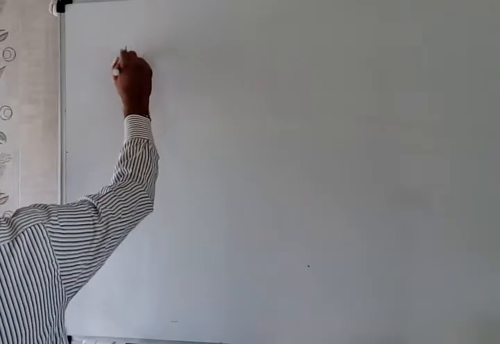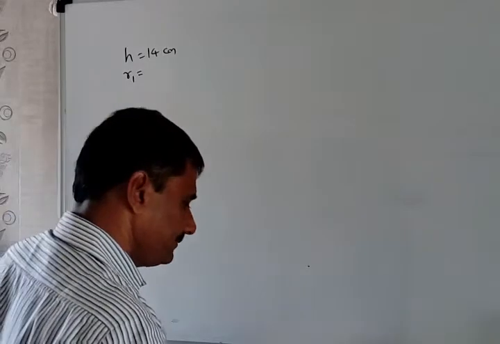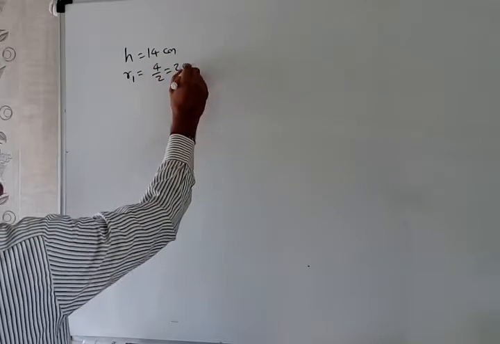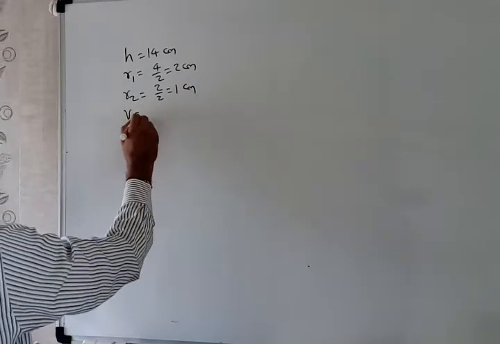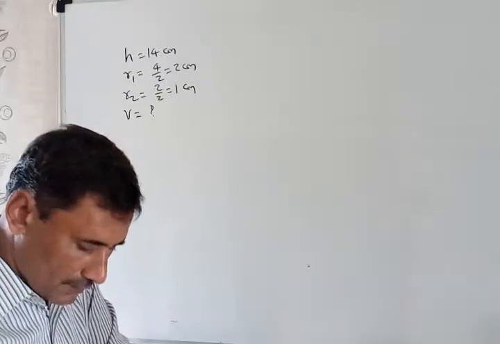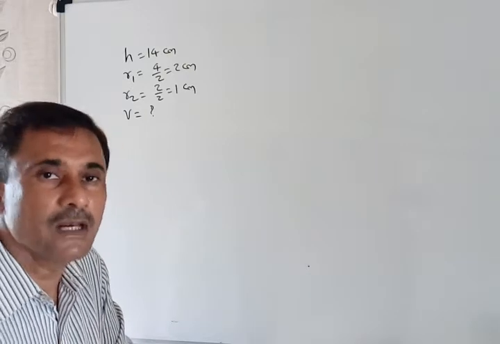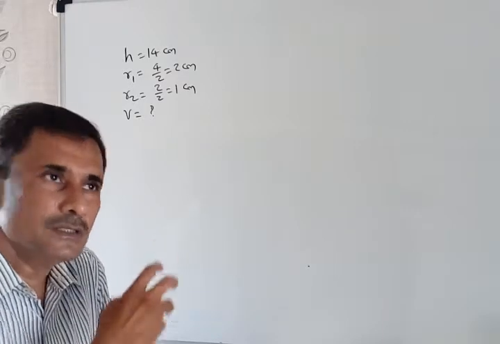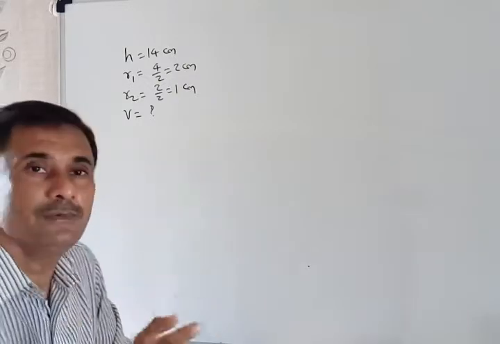What is given? First of all, make a list. Height is given, 14. Okay, R1, the bigger radius, is given 4 and 2, sorry, it is diameter. So 4 by 2, 2 centimeter, and R2 is 2 by 2, 1 centimeter. What is asked? V. Capacity means nothing but volume. You can convert your volume into liter also, but not compulsory. If they have asked how many liter or how many milliliter, then only we are bound to convert this volume into liter. But here it is not specified, so we can give our answer in centimeter cube also.